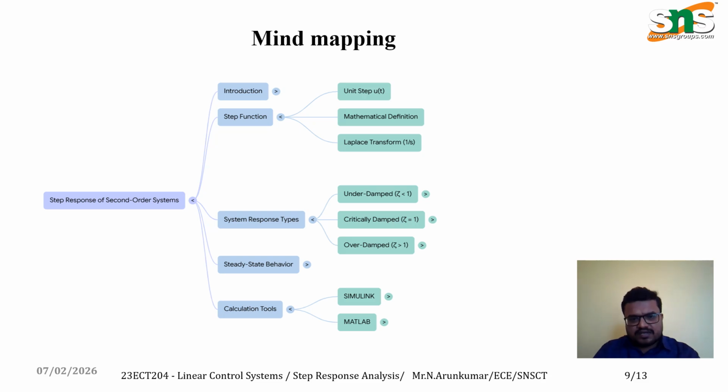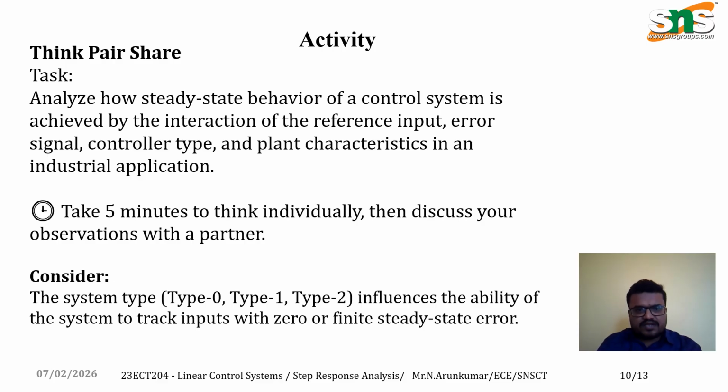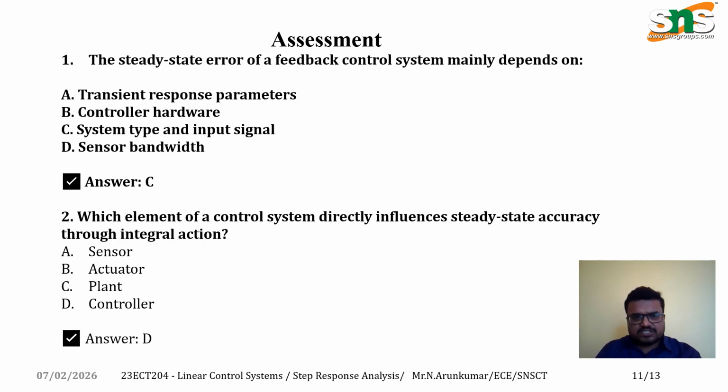Mind mapping. These are the mind maps for this step response analysis activity. Here we are given a think task. The think task is to analyze how the steady state behavior of a control system is achieved by the interaction of the reference input and error signal, controller type, and plant characteristics in industrial applications. Take 5 minutes to think individually, then discuss your observations with your partner and give your answers. Let us consider type 0, type 1, type 2 systems, because these define the corresponding behavior of the systems.